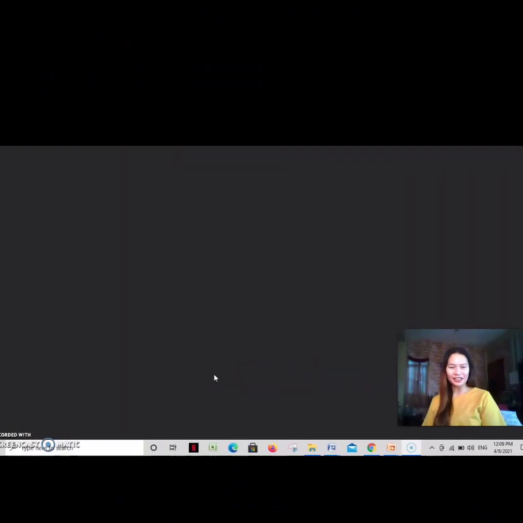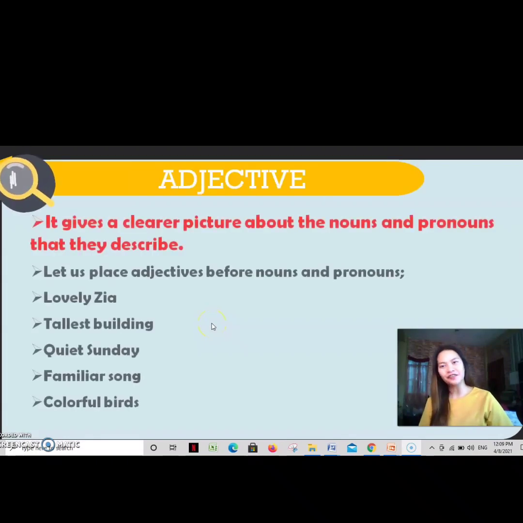Back to our English sessions, and now we are going to continue our topic in English lessons, which is all about the adjective. So let us define what is an adjective. It gives a clearer picture about the nouns and pronouns that they describe. So we have here, let us place adjectives before nouns and pronouns.